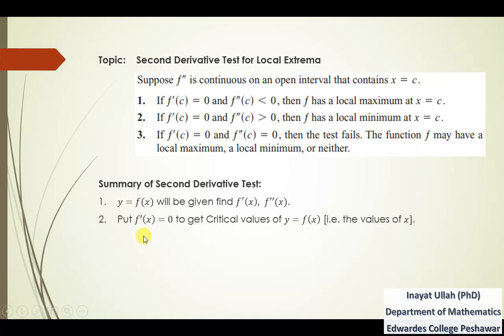The second step is we need to put the first derivative of the function equal to 0 to get the critical values of the function. That is, we will be getting the values of x, which will be the critical values of the given function.